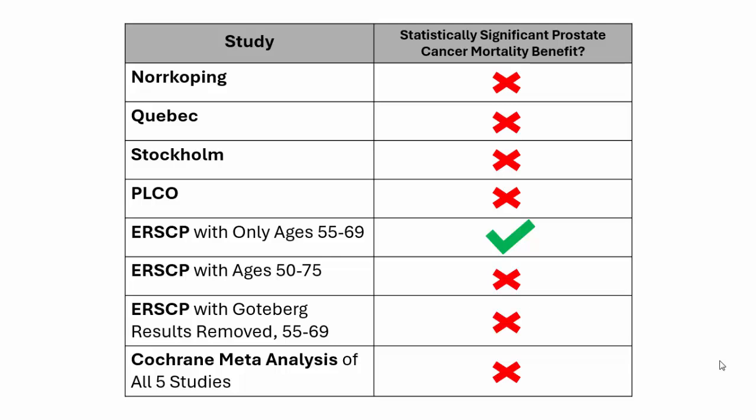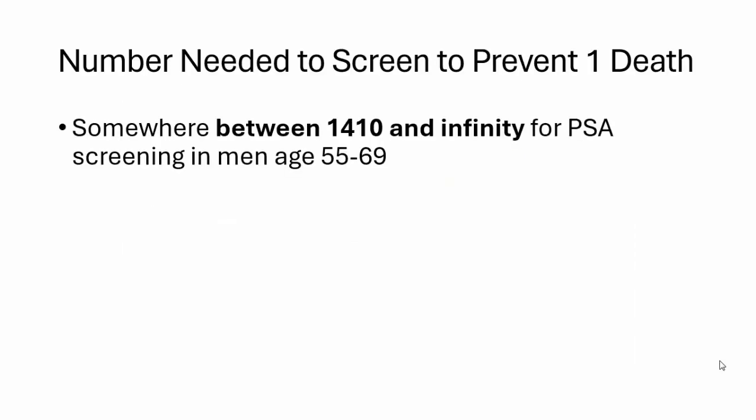There was also a Cochrane meta-analysis, including data from all 5 studies, that also showed no statistically significant prostate cancer mortality benefit. The number needed to screen depends on which of the data we're looking at, but even the best case scenario, if you're just pulling out the ERSPC data, it's 1,400 needed to screen to prevent 1 death. But if we look at the other data, it could be as high as infinity as the number needed to screen to prevent 1 death, because it's unclear if PSA screening does prevent any prostate cancer deaths.